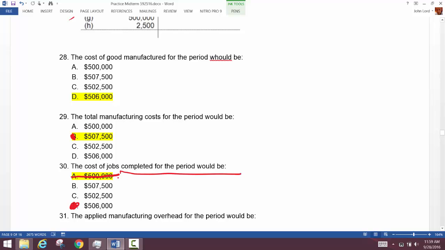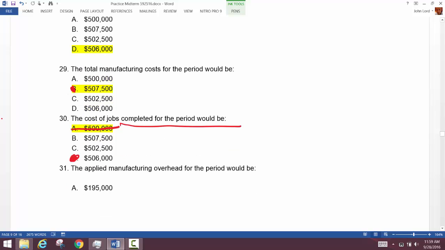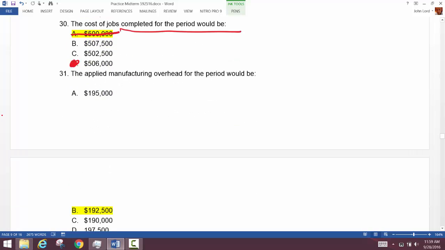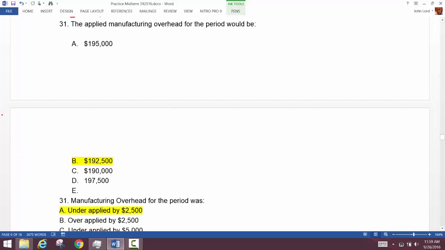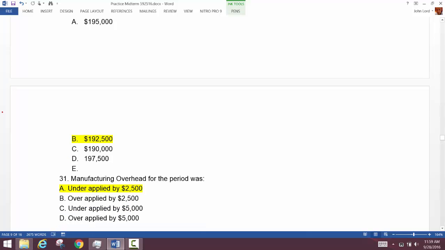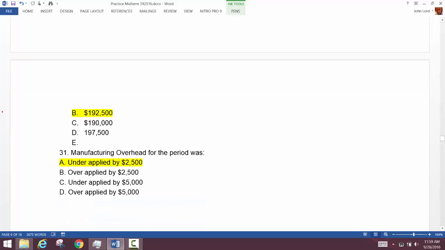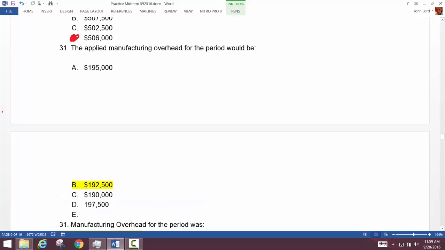When I read that, for some reason in my mind I saw cost of goods sold instead of the goods finished for the period. Okay, and then the applied manufacturing overhead is going to be the 192,500 like Tara was showing us here, right? Okay, how about the under or over applied? Who wants to do that one?